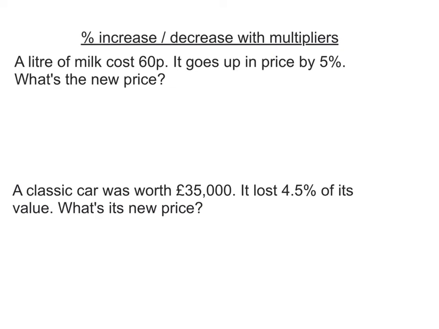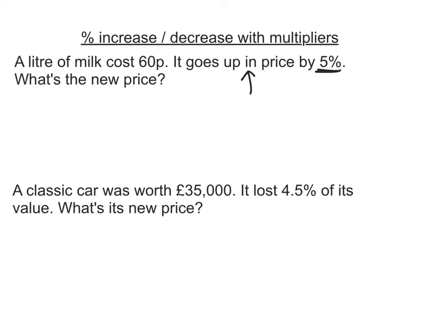In this video, we're going to calculate percentage increase and decrease using multipliers. So the first question says, a litre of milk costs 60p, it goes up in price by 5%. What's the new price? So first we need to work out our multiplier. So it's an increase and it's increased by 5%.